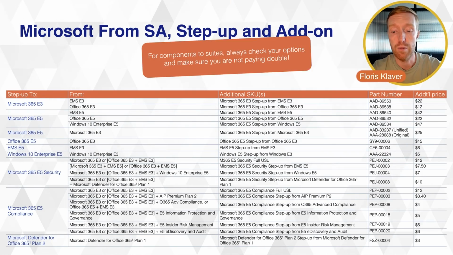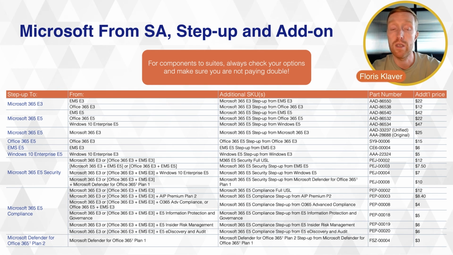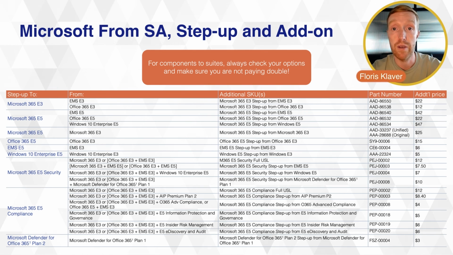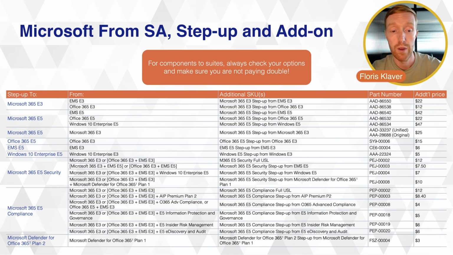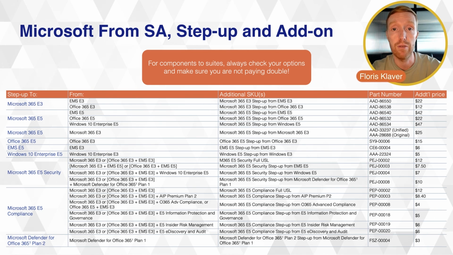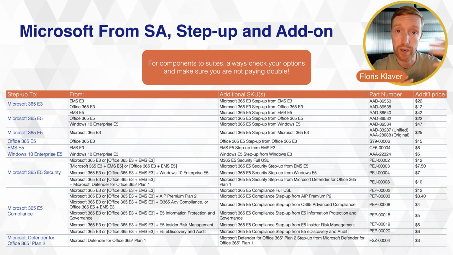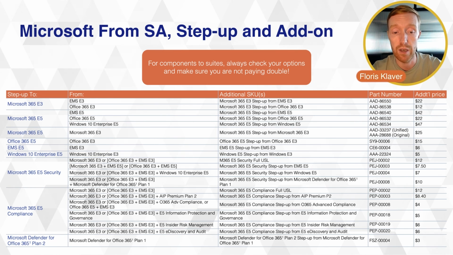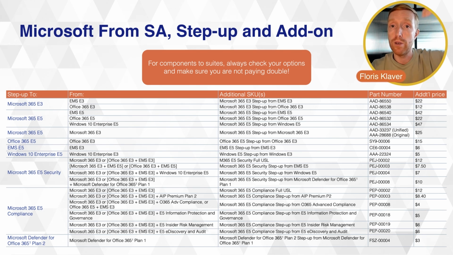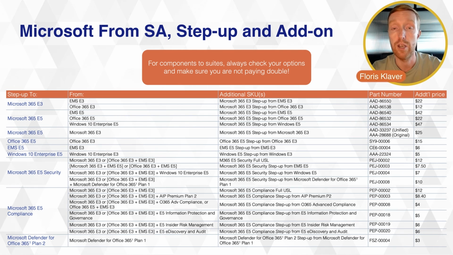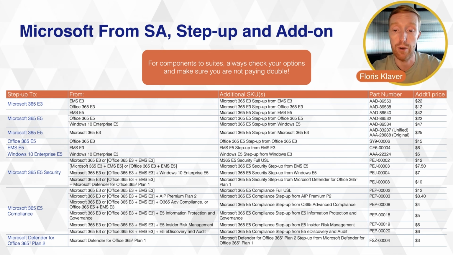So these are all the top commercial step-ups. There's Microsoft 365 E3, where you can move to Microsoft 365 E5. There's Office 365 E3, where you can move to Office 365 E5, but you can also even move from Office 365 E5 to an M365 E5. So there's a lot of these step-ups available that you can use to your benefit that you should investigate. So when you buy a certain suite, always know what your options are to move to additional functionality that might make sense in the future for your roadmap.